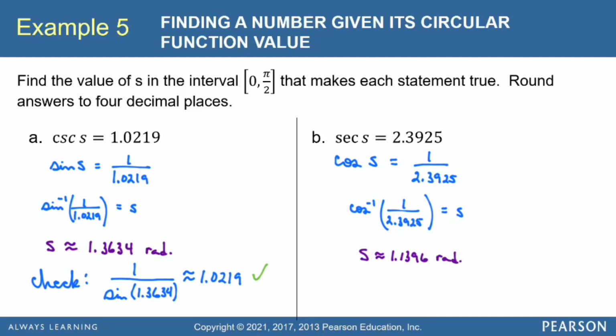Okay, again, I'm going to do a check. So I'm just going to plug my 1.1396 back in here and make sure that it works. So the secant of 1.1396 would be 1 over the cosine of 1.1396, and that does come out approximately equal to 2.3925, and so that checks as well.